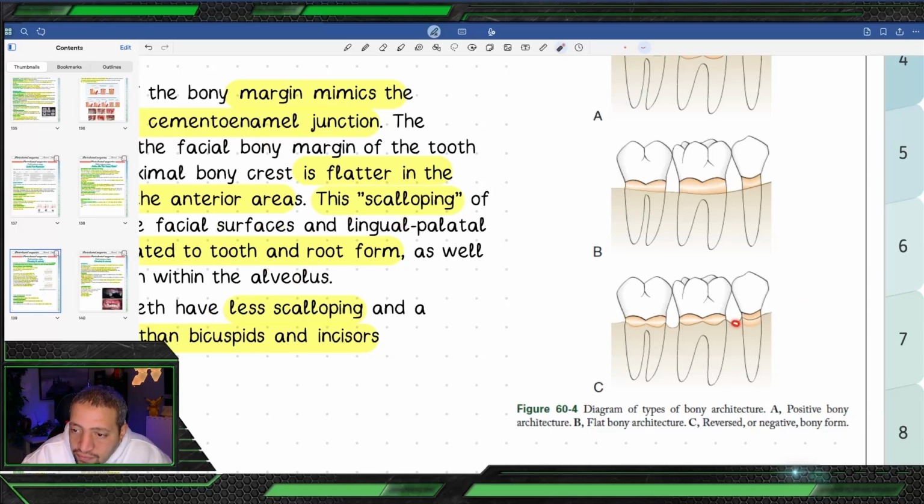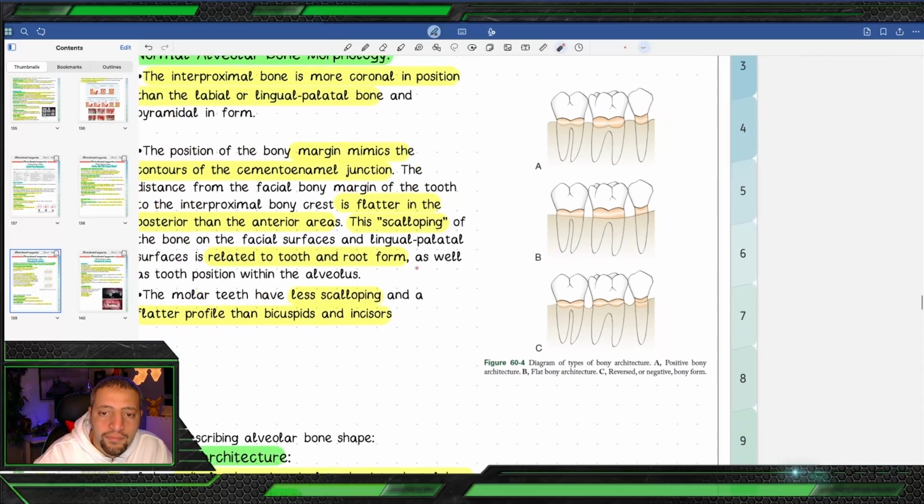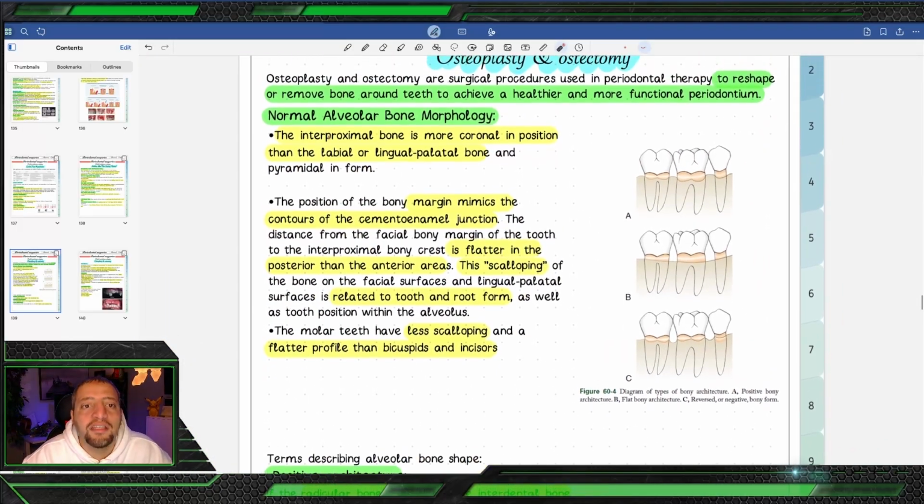And negative, we have the interdental bone apical to the mid-buccal bone. Okay? Whatever I discuss here is written here in English. The interproximal bone is more coronal in position than the labial and lingual palatal bone and pyramidal in form. This is the scalloping here. The position of the bony margin mimics the contour of the cementoenamel junction.